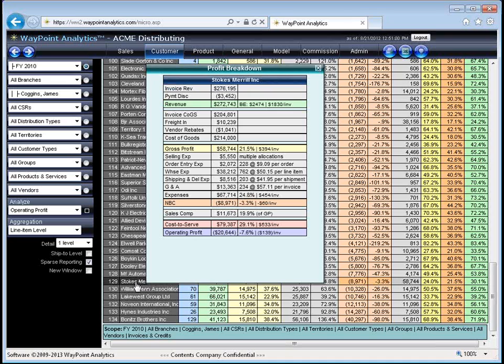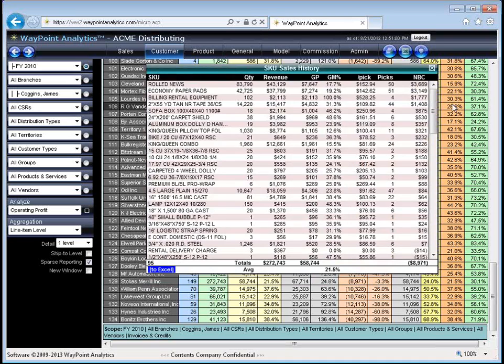The other thing that we can do is we can take a look at what they're buying, and we can get a history of the SKUs that we've sold them. And as it turns out, when we sold them 83,000 feet of rolled news at a 17.7 margin, we made more money on that than anything else we sold them. And the price that we've set on this at 17.7 is quite acceptable, or at least it's in the good column for what we're doing.